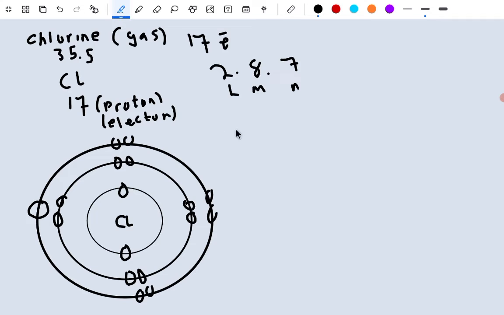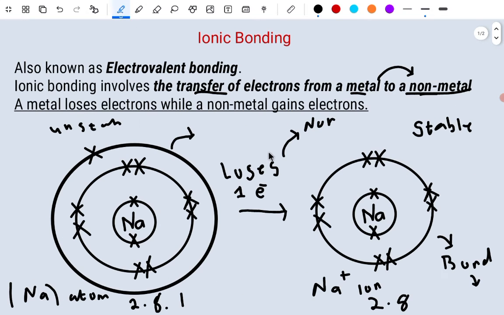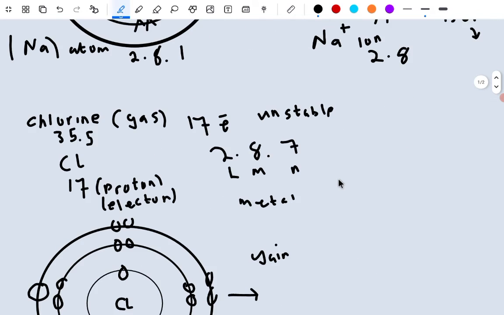Now chlorine here, just like I explained on sodium, it is unstable. Why? Because of the 7. Had this 7 been 8, it would have been very stable, but then it is so unstable. So what can chlorine do? It's not appropriate for chlorine to lose all these electrons, so it can just add 1. It can just gain. So these guys, they just gain electrons. So it needs to gain an electron. And where this electron is going to come from, it will come from a metal. Remember what I said? I said that these electrons, they come from metals, a metal to a non-metal. So this is what is happening here.